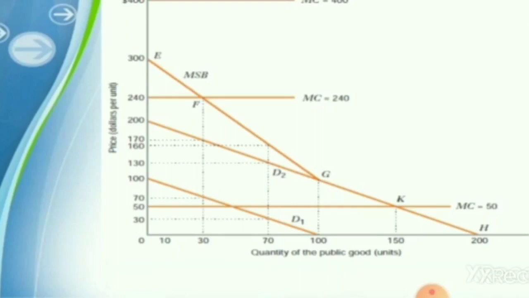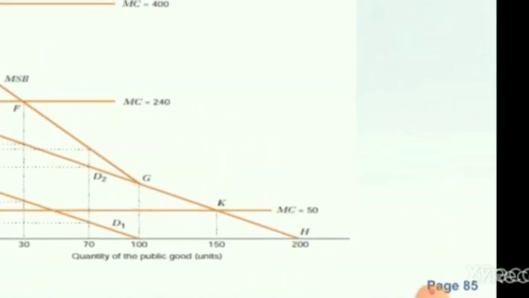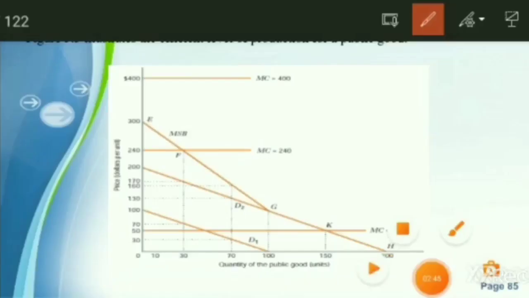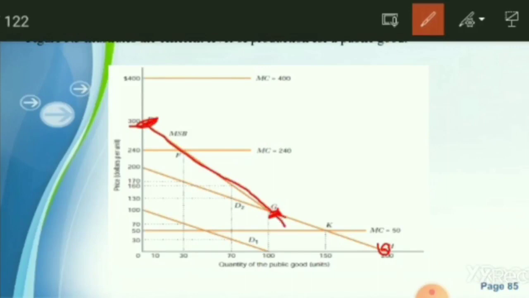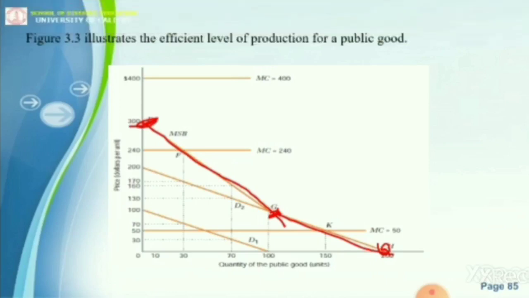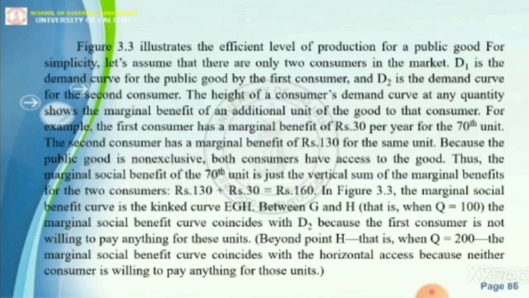Yes, G, F, E, we have the equilibrium, right? Here the equilibrium is on E, G and H. We have an equilibrium because marginal social benefit is equal to marginal social cost. At that point we have an equilibrium. Okay.